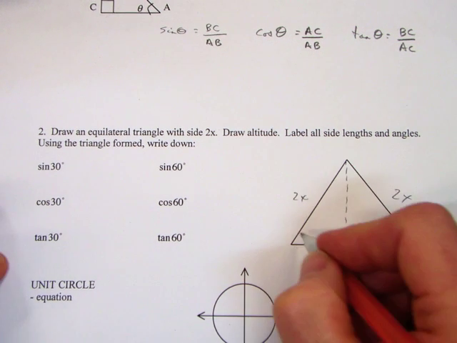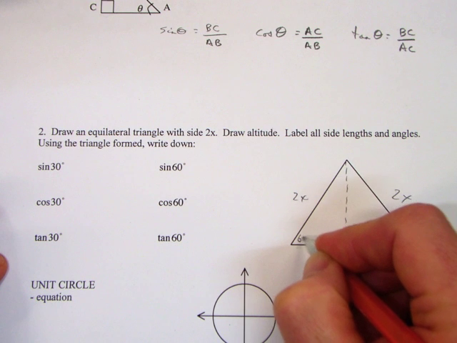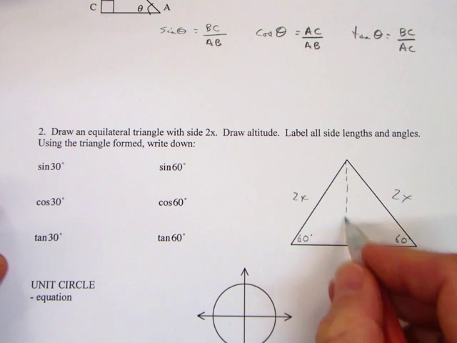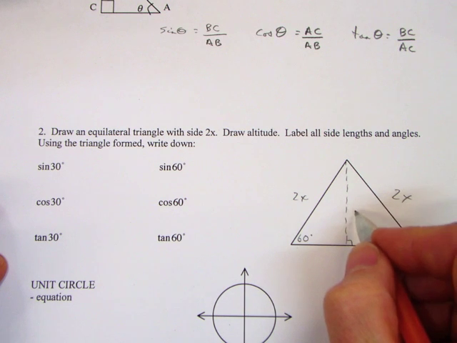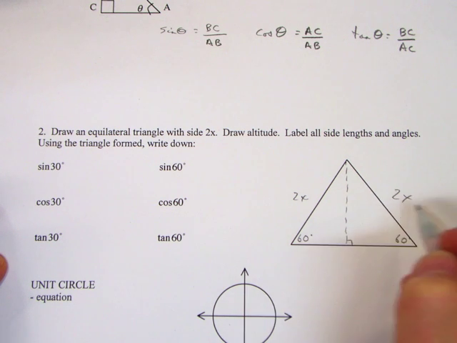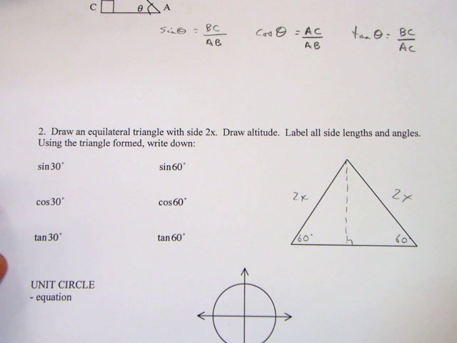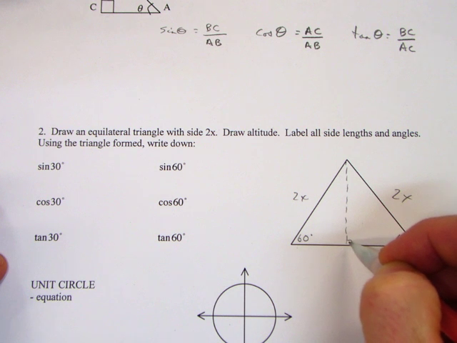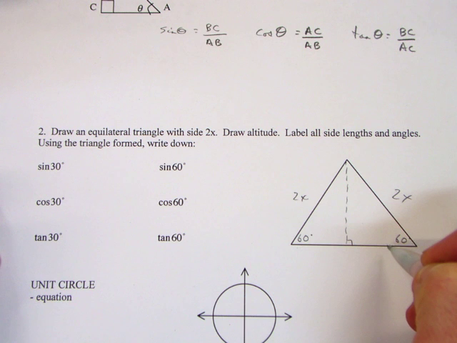Okay, so if it's an equilateral triangle, all the angles are equal. This is 60. This is my altitude. Now, what can I say about these two triangles and why? That's one of the things we're going to be doing, is always be able to justify why, prove it. What we did is we drew an altitude. Remember back in chapter 1, the altitude is a perpendicular to the opposite side.